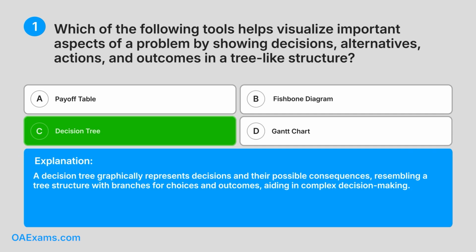Explanation. A decision tree graphically represents decisions and their possible consequences, resembling a tree structure with branches for choices and outcomes, aiding in complex decision-making.